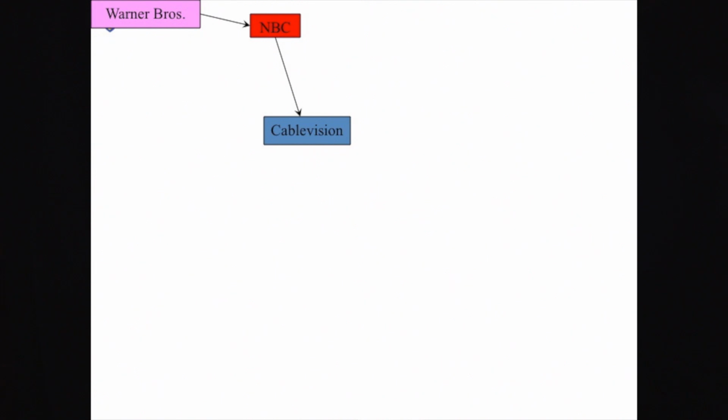Cablevision is a small cable TV system based in New York City. Like all cable companies, it aggregates audiovisual programming from several sources. For example, Warner Brothers may produce a movie, license it to NBC, and then Cablevision picks up NBC's signal. Cartoon Network and HBO provide programming directly to Cablevision, and so forth.